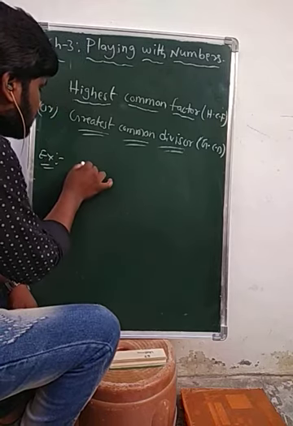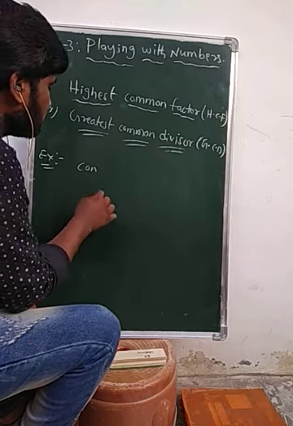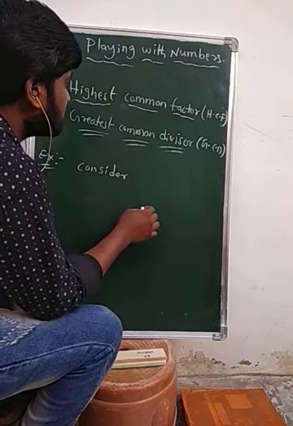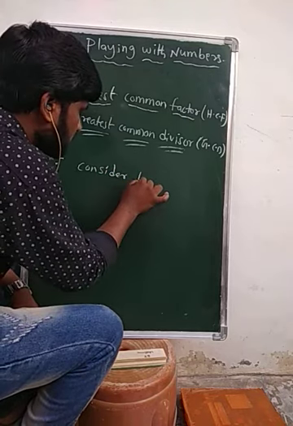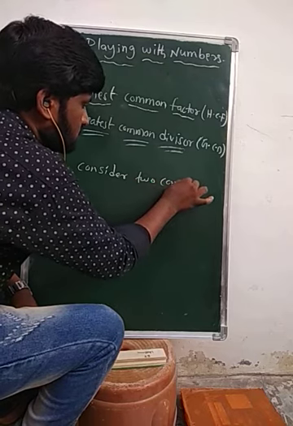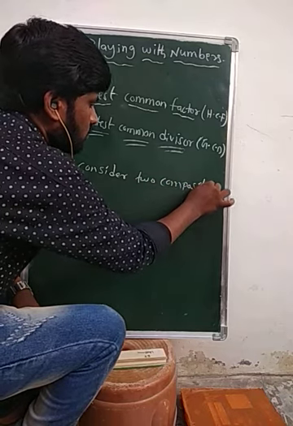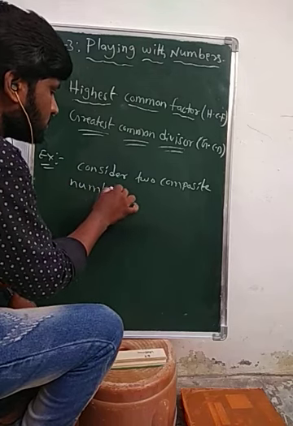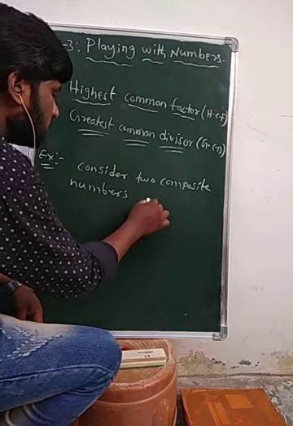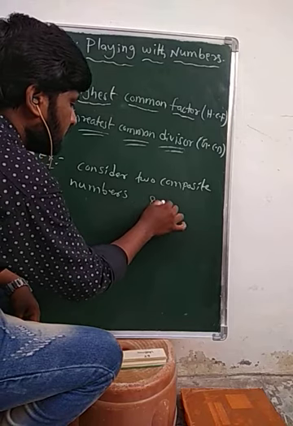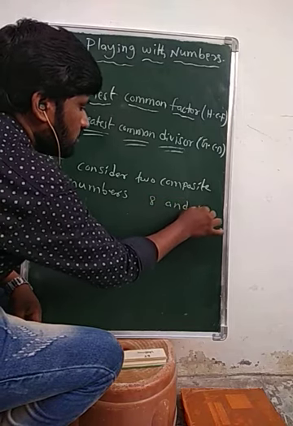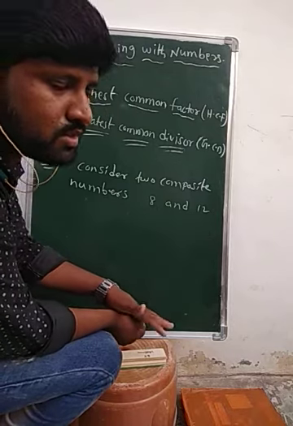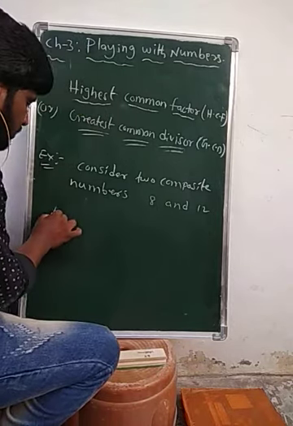So, consider any two numbers. Consider two composite numbers. I'm taking 8 and 12. What did I take? 8 and 12. These two are composite numbers. Factors of 8.